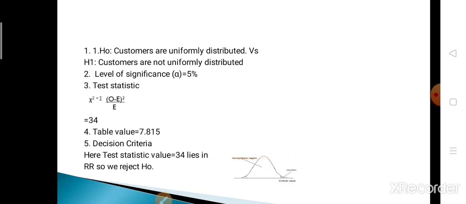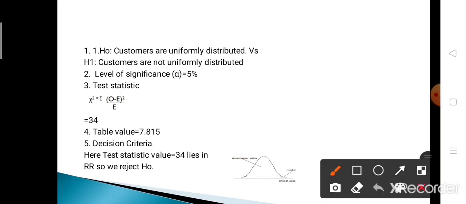Okay, so the first step involved in the testing of hypothesis is to formulate the null and alternative hypothesis. So H0 is customers are uniformly distributed versus H1 customers are not uniformly distributed. The second step is the level of significance. In the given example, we are given the 5% level of significance.